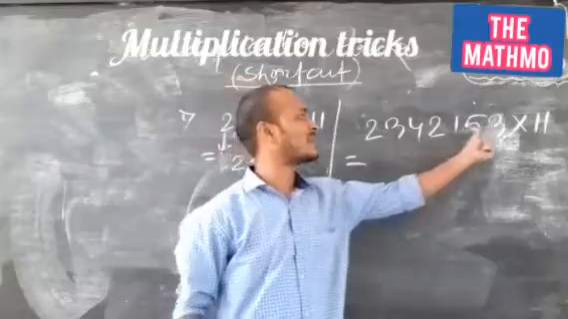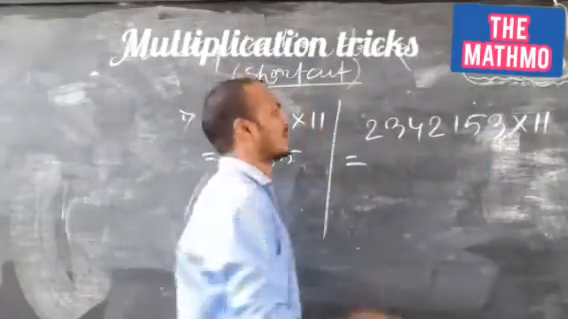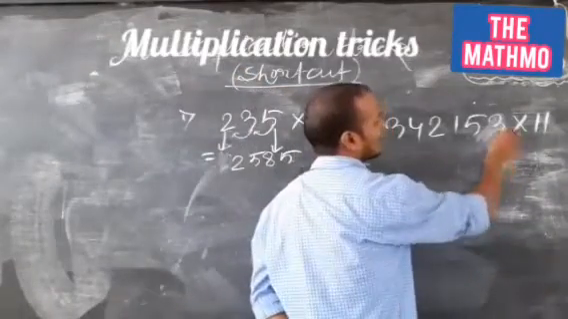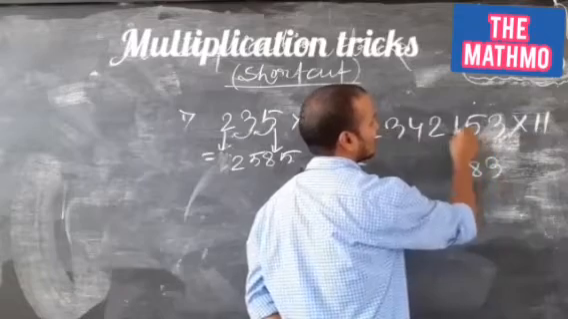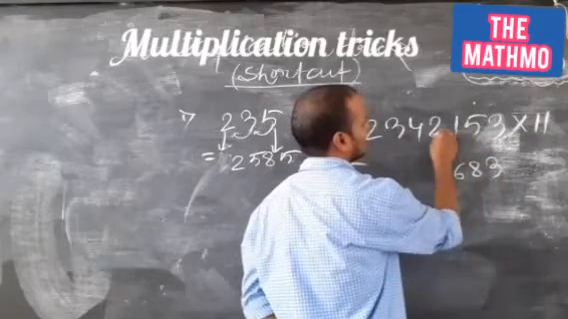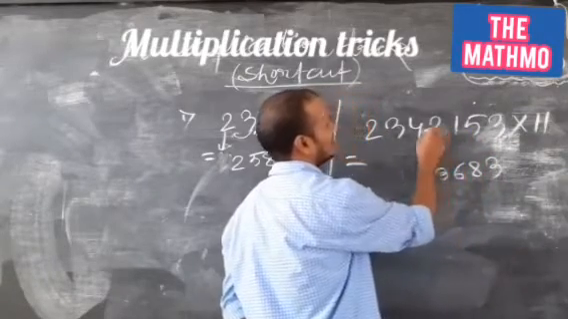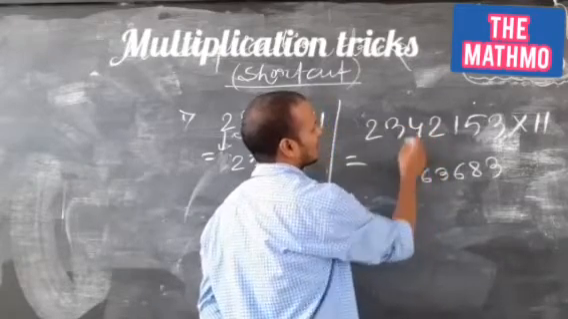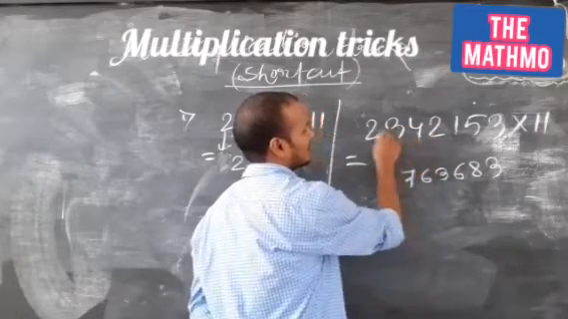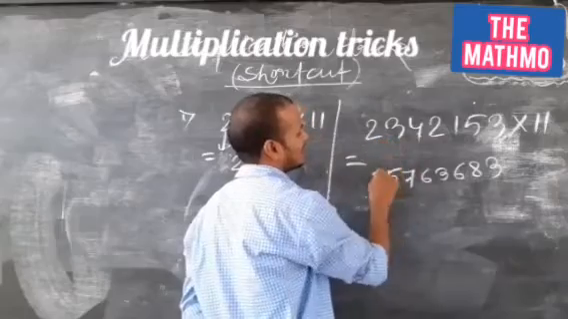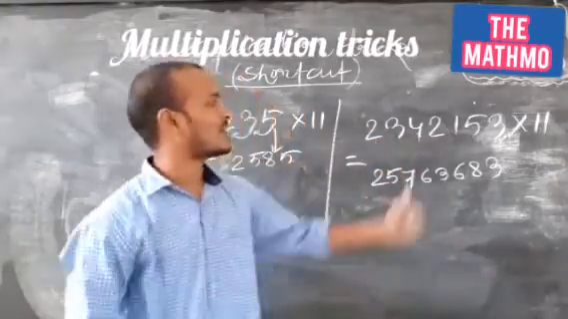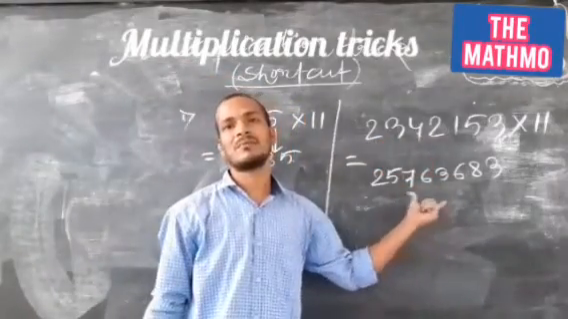So if you multiply this number with 11, what comes? First you have to write 3 here, then 3 plus 5, 8, 5 plus 1, 6, 1 plus 2, 3, 2 plus 4, 6, 4 plus 3, 7, 3 plus 2, 5, and the last digit. So when you multiply with 11, this is the product.